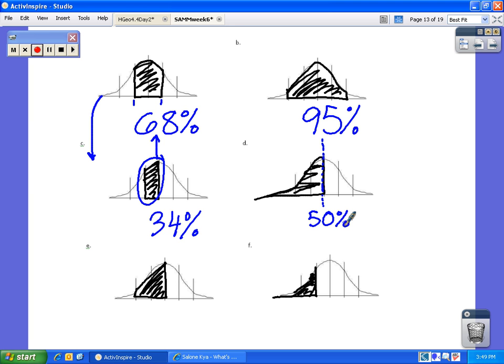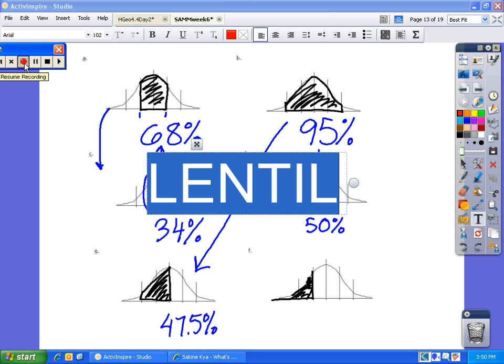Part E, I notice that this graph is half of part B, so I'll take half of 95, which is 47.5. The secret word is lentil. Remember, just quietly write this on your paper. Do not say anything to anyone else.